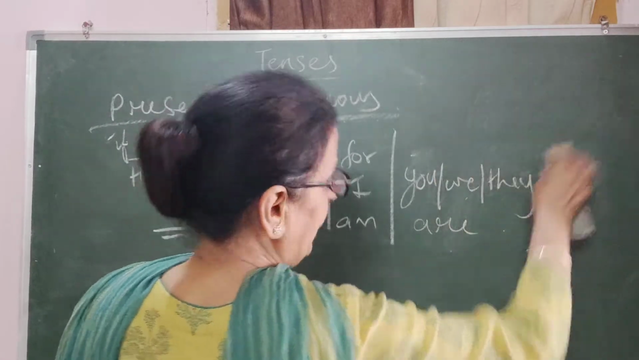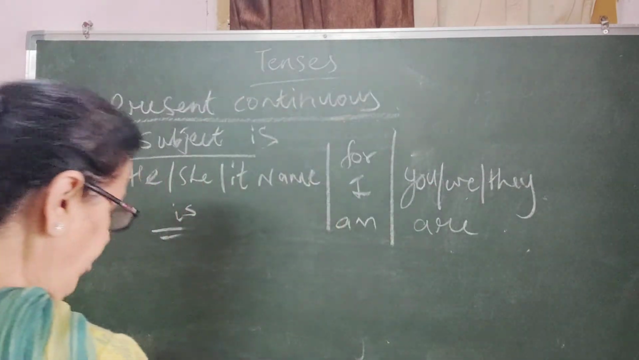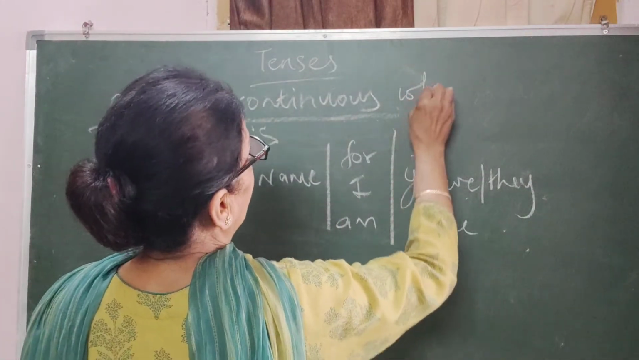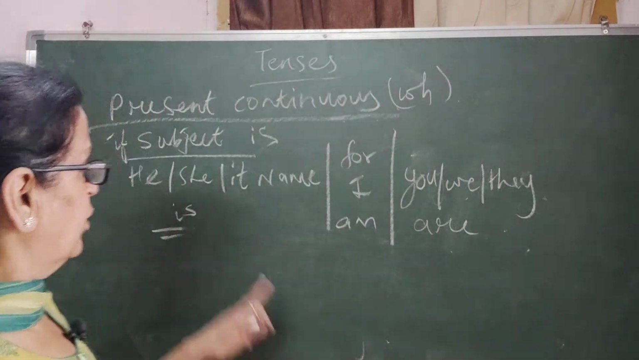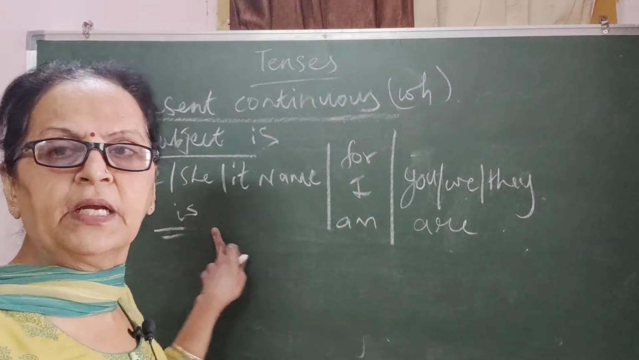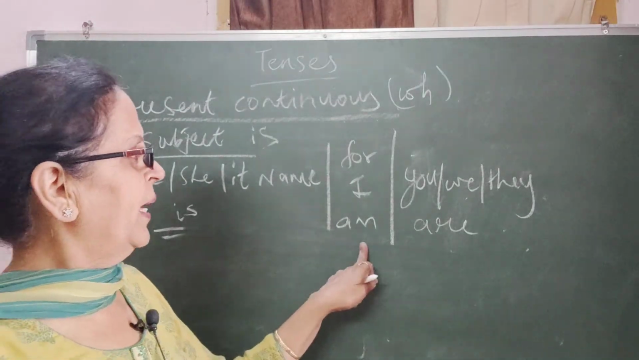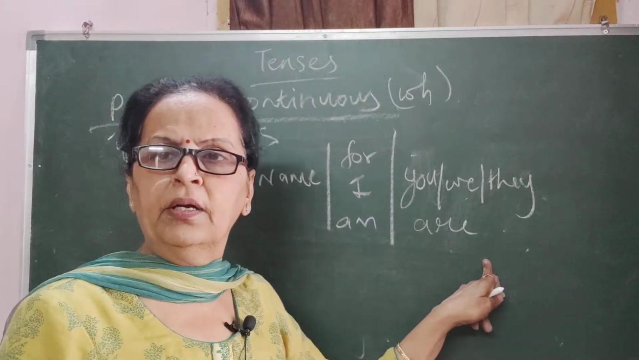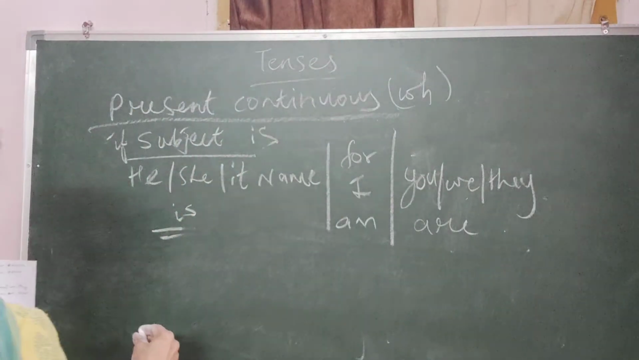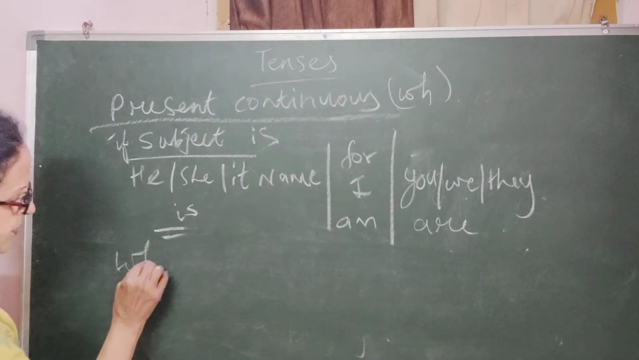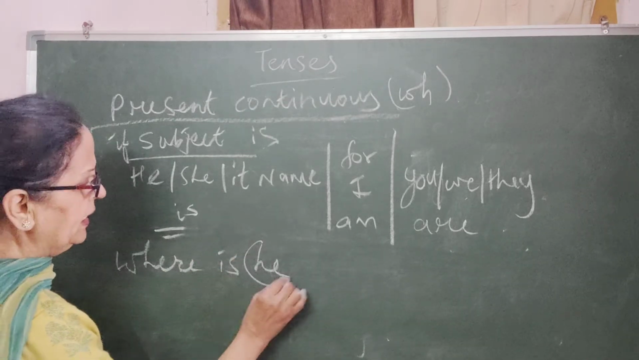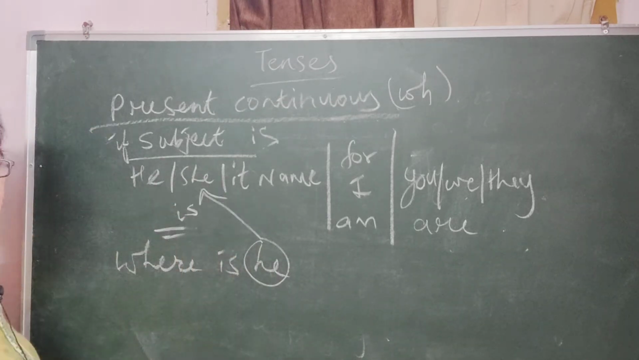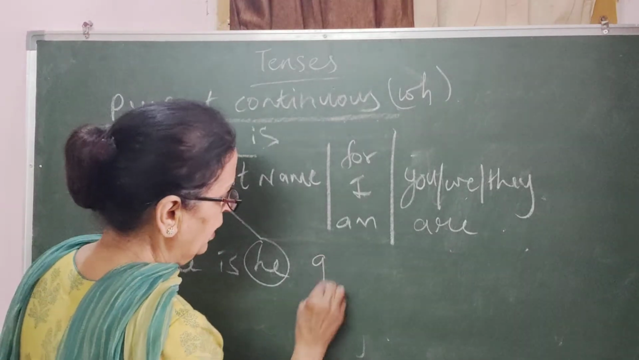Now my last one in this is WH family. WH I have told you in simple. So where is, okay, again it is according to the subject. Where is he going? Where am I going? Where are you going? So your WH family will come first. Where is he going? Since it is he, I am using is. Where is he going?